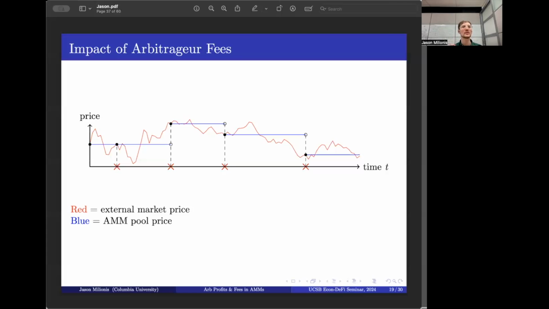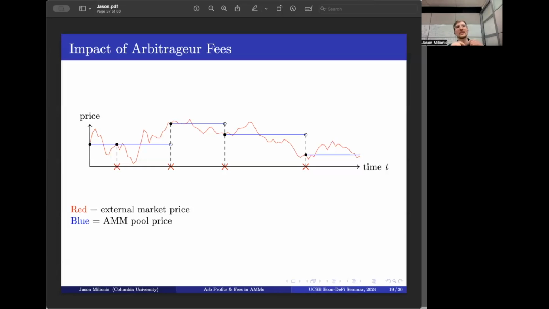And what is this change going to be exactly? Well, arbitrageurs are still not paying fees, right? So the change is going to be that the pool is going to be rebalanced by the arbitrageur exactly on the red axis to the external market price at that instant. So you see that at each of these axes, the blue curve changes to match the red curve at that point.